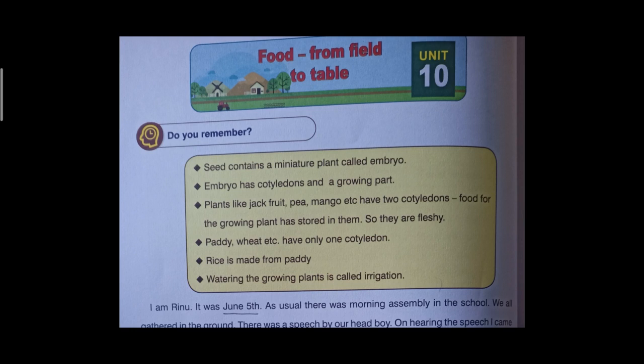Hello, my dear children. Can we start our new chapter from the Term 2 textbook, Unit 10? Food from field to table. Did you see the yellow color box there? These are your previous knowledge for this chapter. First, can we check the previous knowledge?